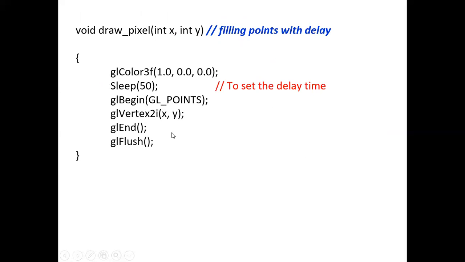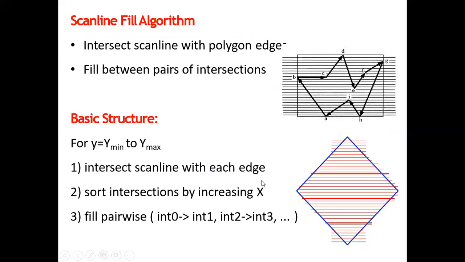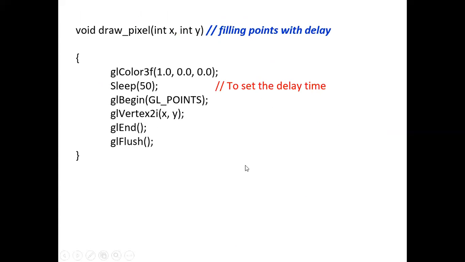glFlush is used to force the execution of OpenGL functions. So in my draw pixel function, I'm trying to find out the points on the scan line, and I am trying to color those points pixel by pixel, each of which has an x comma y coordinate. I'm trying to fill the polygon with red color. That is the color we have chosen in this particular program. If you want to change the color, you can change it here.